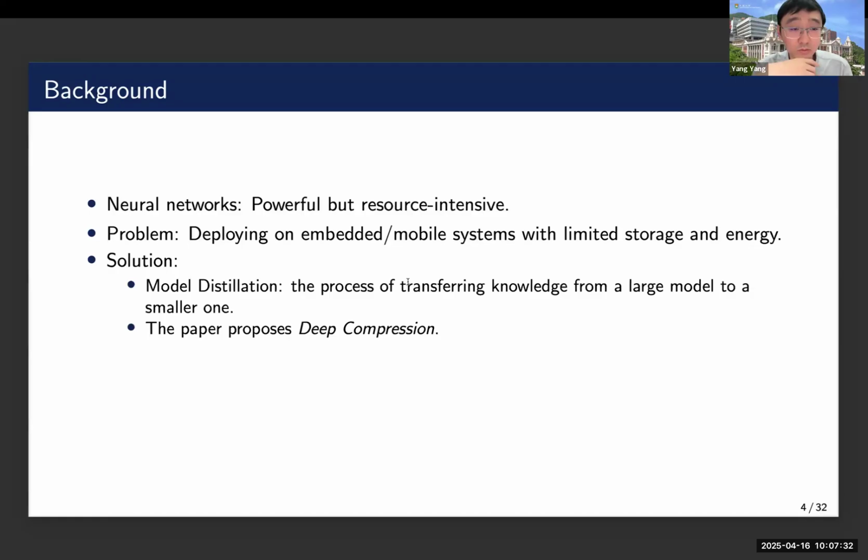The solution to this problem is called model distillation, which is the process of transferring knowledge from a large model to a smaller one. This can be done by training a student model following a large teacher model, or by pruning some of the unimportant weights of the large model to make it smaller. So there are several ways of doing this. The paper proposed a method called deep compression.